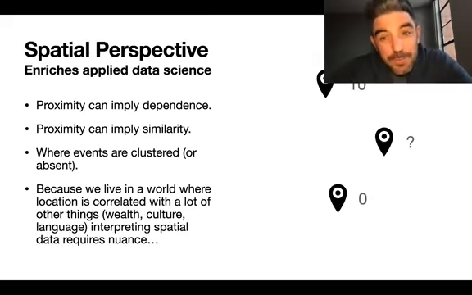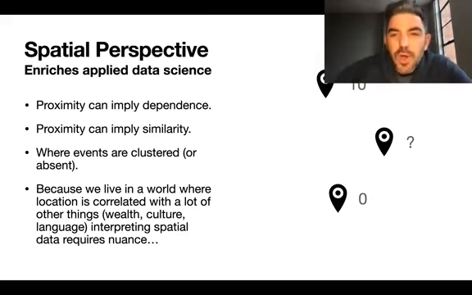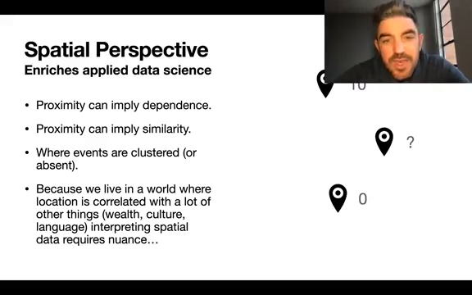So I think the spatial perspective is more than just a visual one. I think it enriches applied data science pretty broadly. One of the things that's interesting about spatial data science, or thinking spatially in the practice of data science, is that proximity can imply dependence. Let's hold that idea in our head for a second. And there's another idea I want to talk about, which is that proximity can imply similarity.